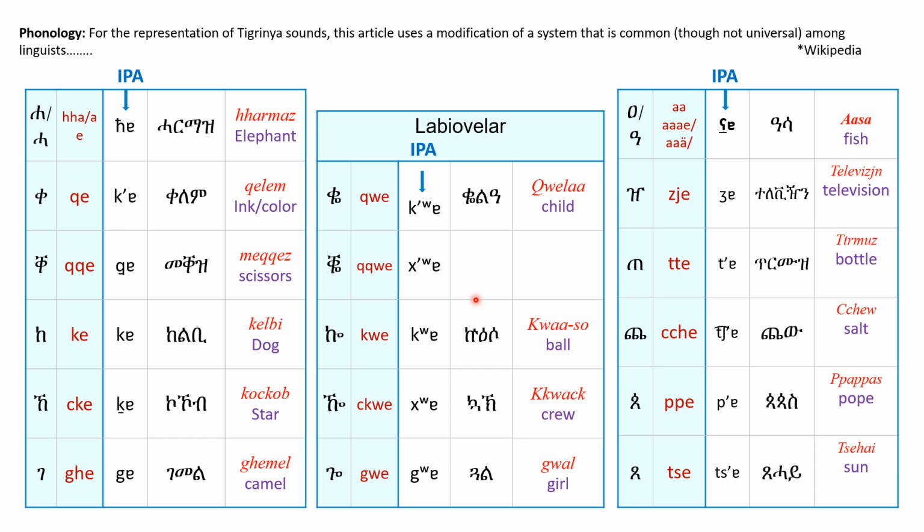Some words with those hard letters or heavy pronunciation. Ha, harmaz. Ke, kalem. Khe, maqaz. Ke, kelbi. Khe, kohob. Ge, gemel. Que, qol'a. Que, ku'so. Que, quach. Gue, gual.